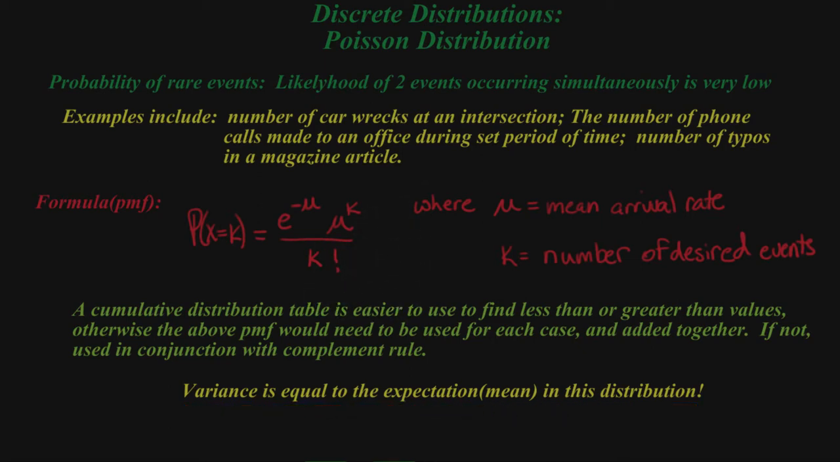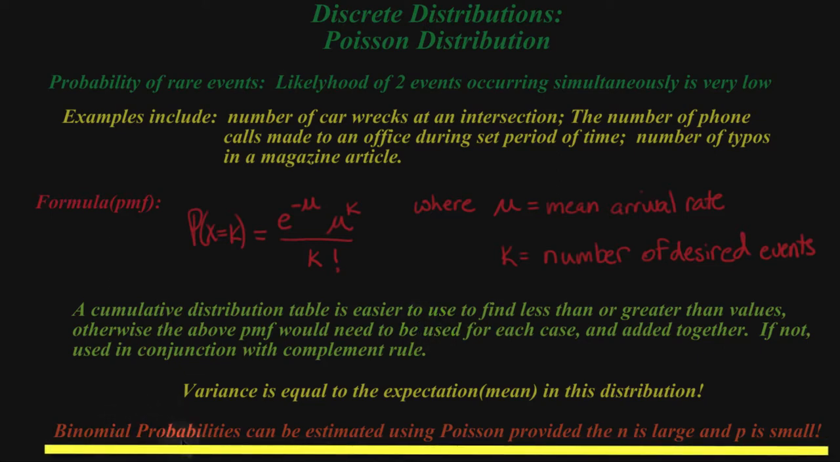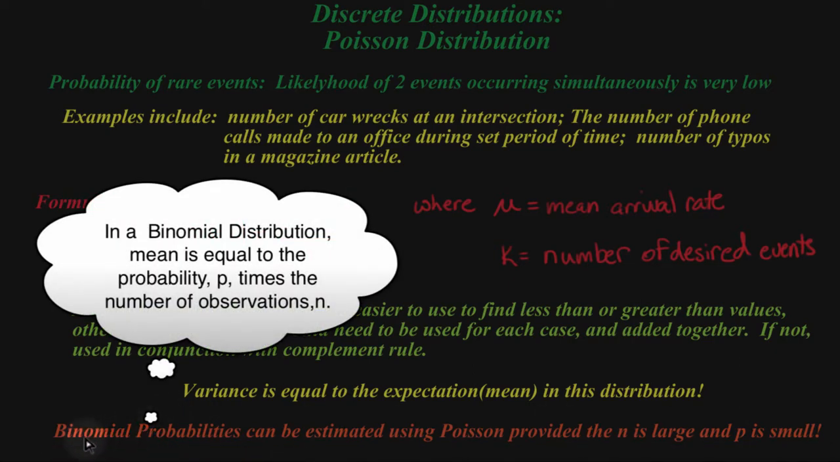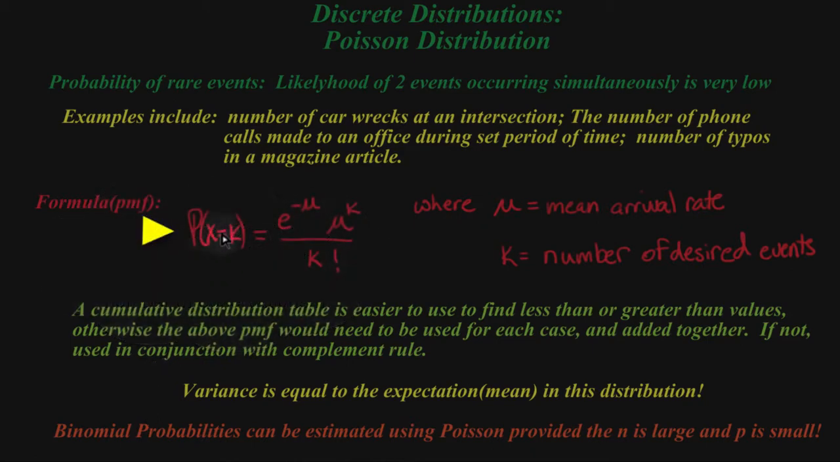Finally, you will be able to approximate binomial probabilities using Poisson techniques, provided that n is large and the probability is small. If you remember, binomial distributions have mean equal to n times p. So you could take n times p to find the expectation, your mu, and then use the PMF here to calculate and approximate binomial probabilities. Again, the two conditions for that to occur is that n is large and the probability is small.